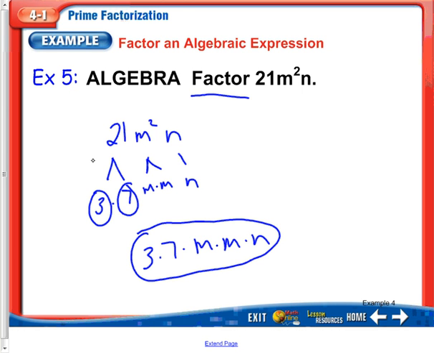Even if we had more factors over here, I would write them all out. So even if I had more than one 3, I would write 3 times 3 times 7 times m times n. So again, that's the difference between the word factor and finding the prime factorization.